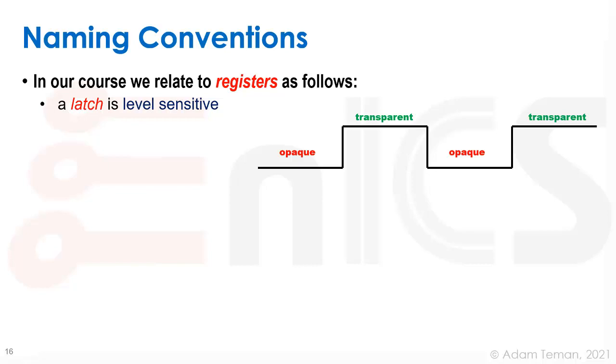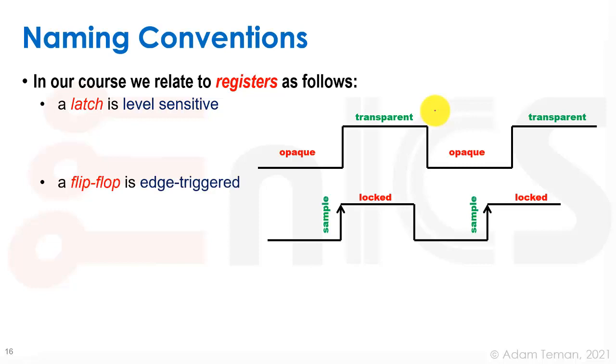So as you can see here, if we have a positive latch, when the clock is low, the latch will be opaque. In other words, it won't allow the transfer of the data from the input to the output. And when the clock is high, the latch will be transparent, and then the data will be mirrored onto the output.